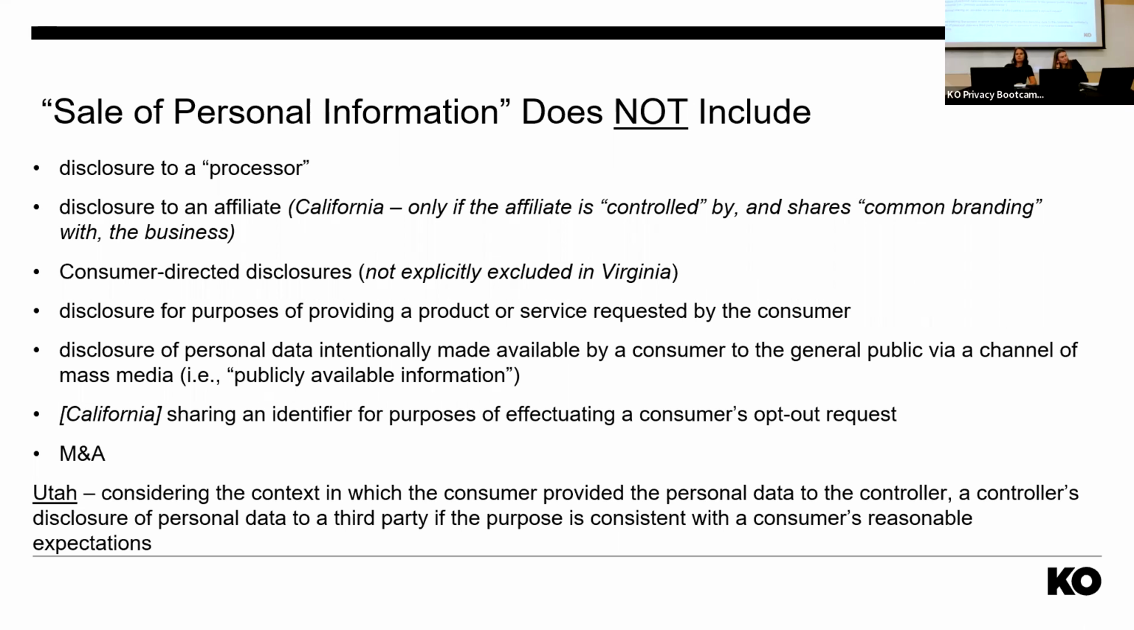And again, just a reminder that publicly available information, whether disclosed in government records or by the consumer themselves, think of social media platforms, that's all going to be outside of what constitutes a sale. And then Utah, again, being favorable, allows businesses to disclose data to third parties if it's consistent with the consumer's expectations. So if whatever the stated purpose was at collection would justify that onward disclosure of the information, that won't qualify as a sale in Utah.